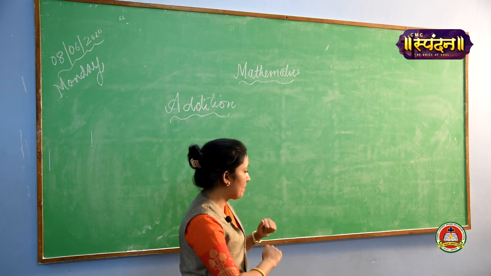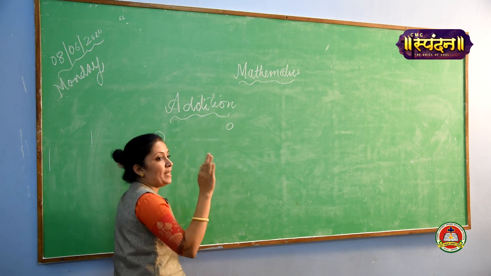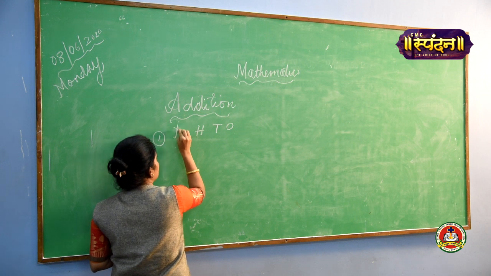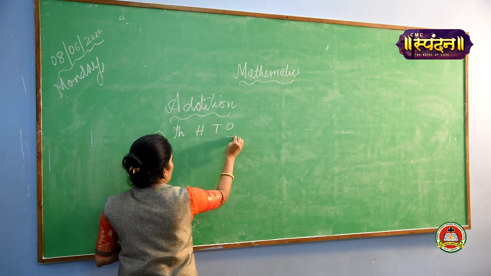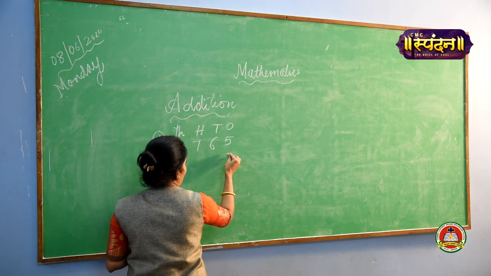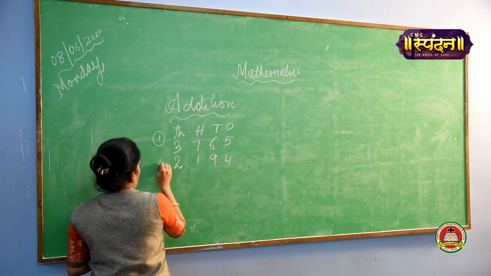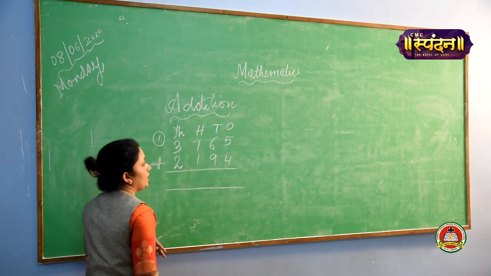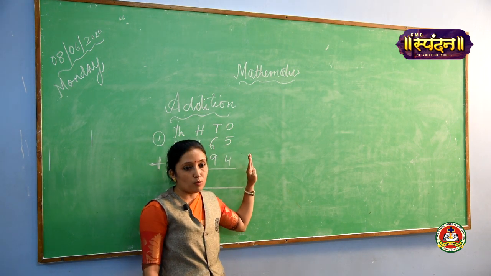This is an example. First, let me write the place value system, that is ones, tens, hundreds and thousands. I am taking a 4-digit number, children. So let's see how: 5, 6, 7, 3. Then we have 4, 9, 1, 2. This is the sign for addition, as you all know. Let's see how to add these numbers. I think you all know how to add numbers.